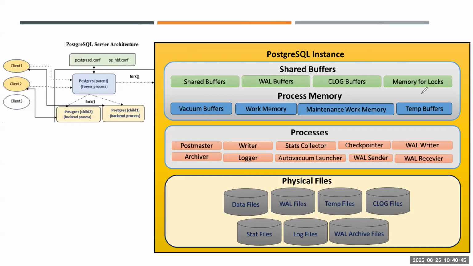Now, temp buffers. Now we know we can create temporary objects. When you are going to create temporary objects like temp tables, global temporary tables, local temporary tables, and when we create temporary variables in the stored procedures and functions, they will create the temp variables. So when you create temp tables and temporary variables, that will use the temp buffers.